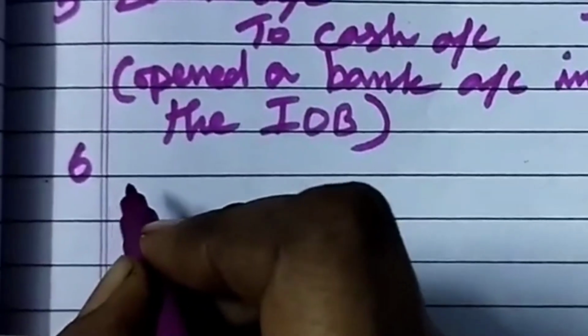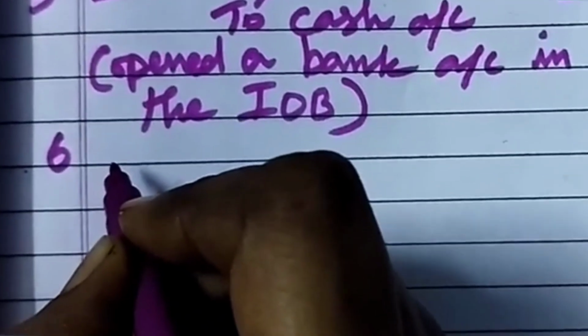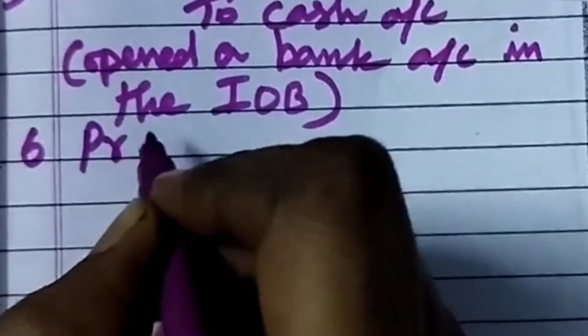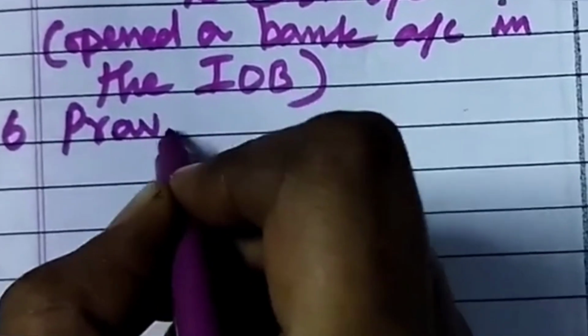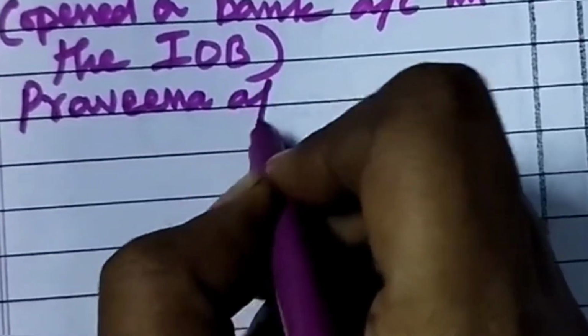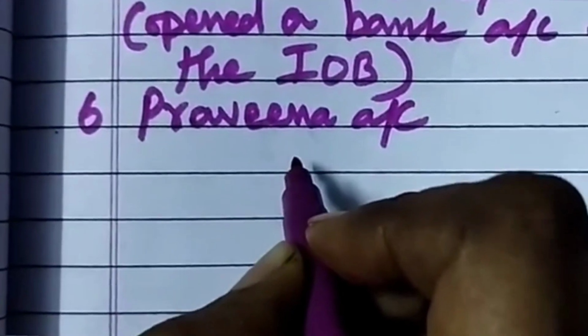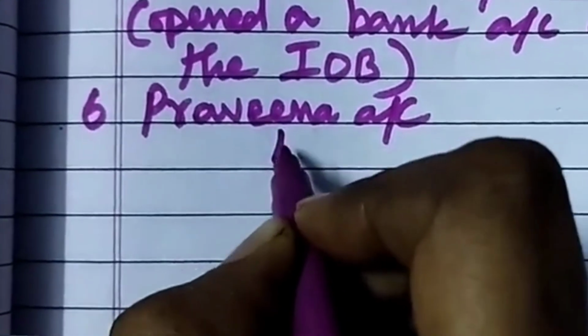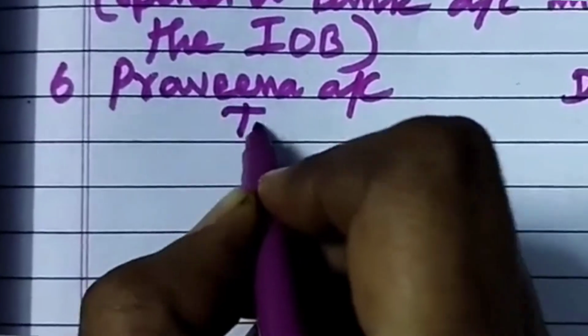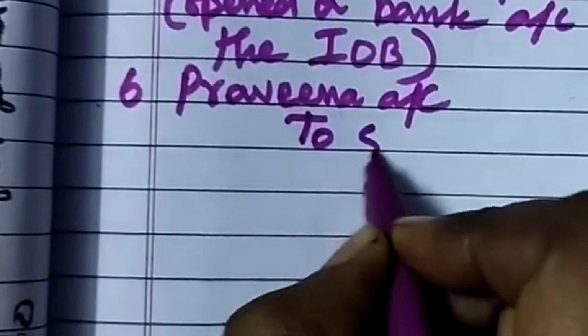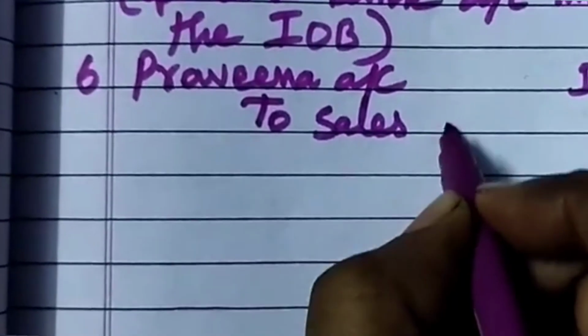6th April 2016, sold goods to Praveena, rupees 15,000. We can prepare the journal. Praveena account should be debited because Praveena is receiving the goods from our business. So Praveena account should be debited. It is a credit transaction because we didn't receive any money from Praveena, but we sold goods. So it is a credit transaction. Then to, sales. Why we are crediting the sales account? Because goods are going out.